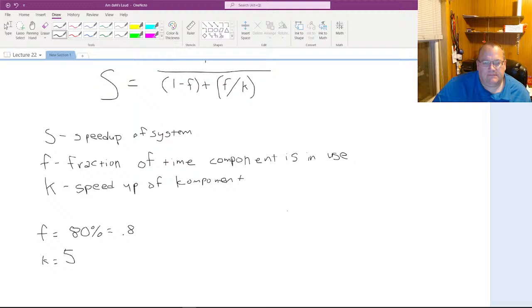1 minus, let's go ahead. I'm just going to do the whole thing here. 1 minus 0.8. Put that in parentheses. Plus 0.8. Make sure I keep that point. Divided by 5.